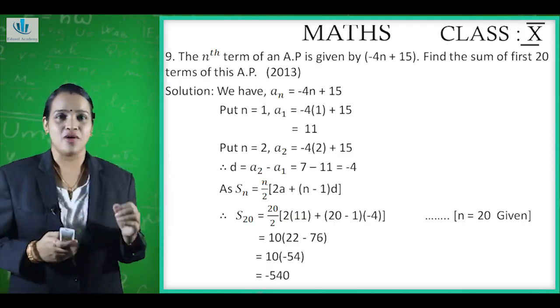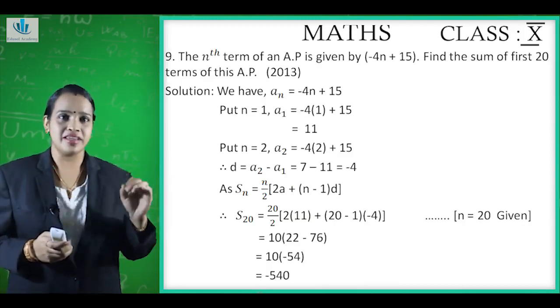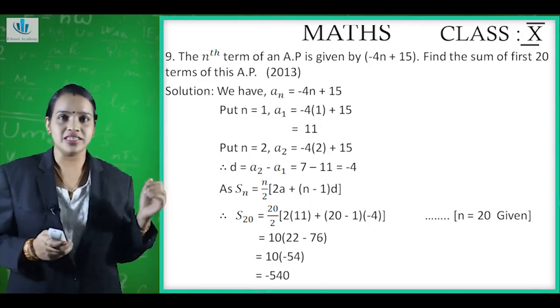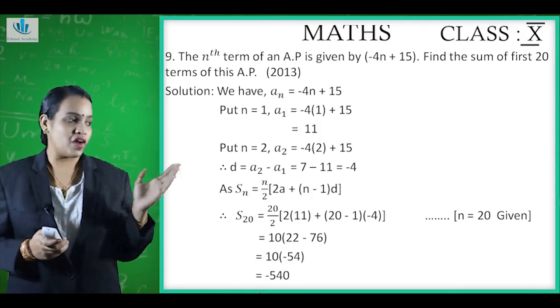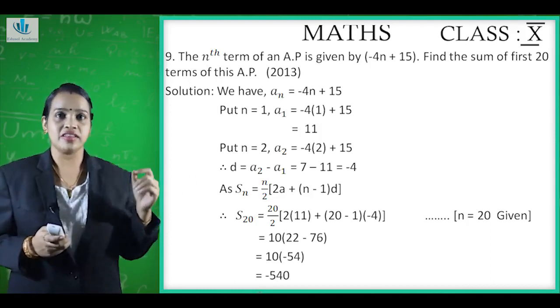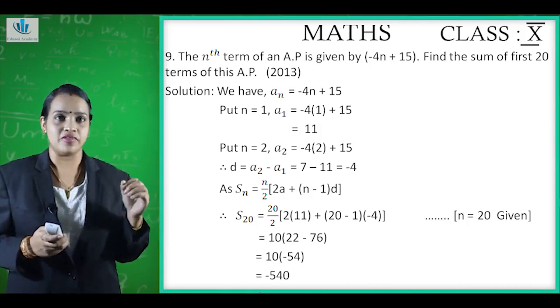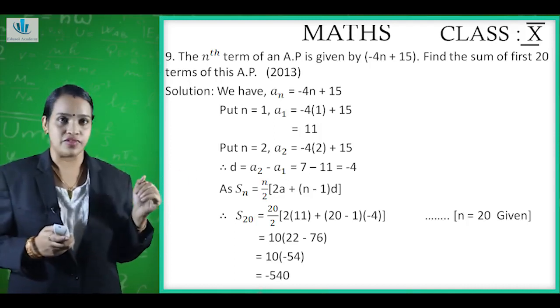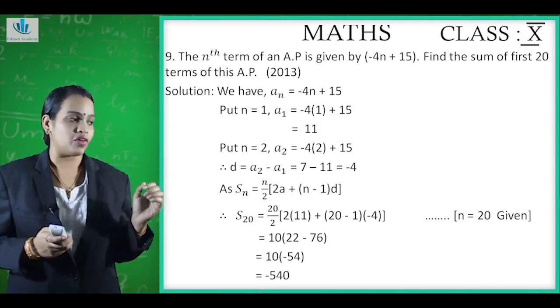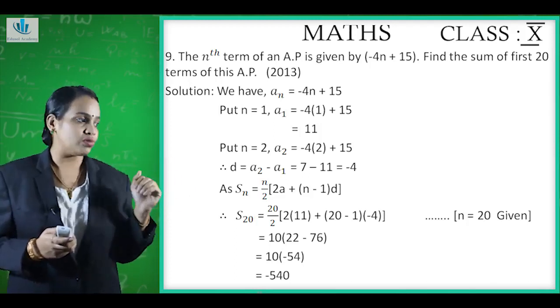The nth term of an AP is given by minus 4n plus 15. Find the sum of first 20 terms of this AP. Now this question has appeared in the year 2013. Here the nth term of an AP is given as minus 4n plus 15 and we have to find out the sum of first 20 terms of this AP. Now let's see how to solve it.